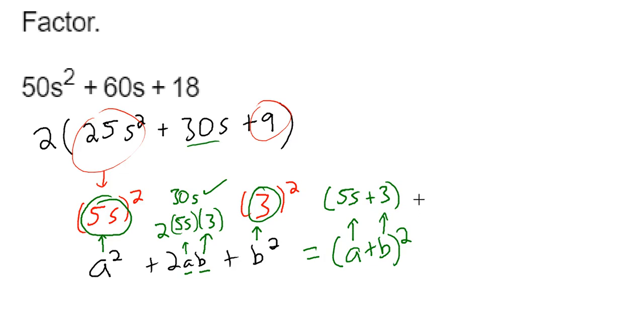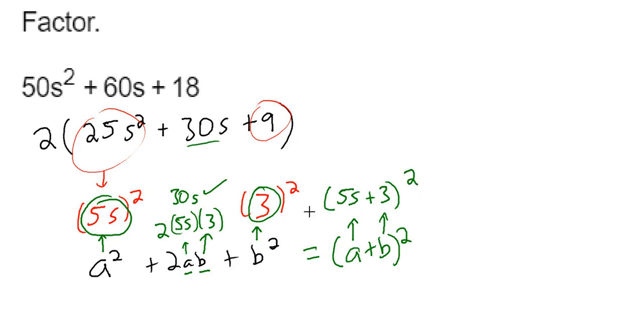So 3 is playing the role of B, so it's going to play the role of B in our answer as well. Take the B out, put 3 in its place. 5s is playing the role of A on the left-hand side of this formula, so it's going to play that role on the right-hand side as well. Take the A out, put 5s in its place, and then that gets squared.